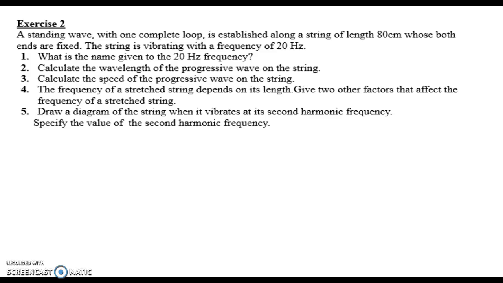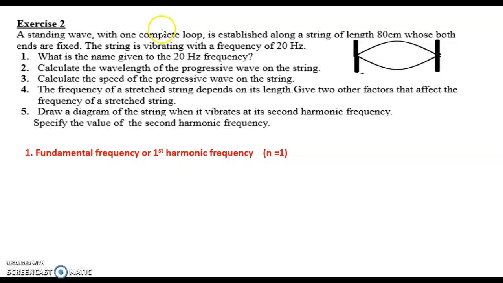Exercise 2. A standing wave with one complete loop is established along a string of length 80 cm whose both ends are fixed. The string is vibrating with a frequency of 20 Hz. What is the name given to the 20 Hz frequency? Because one complete loop, so this is for n equals 1, then this is the first harmonic frequency or fundamental frequency.